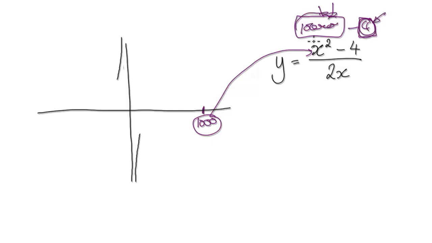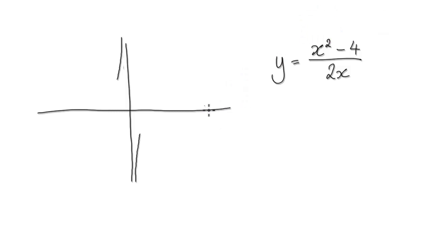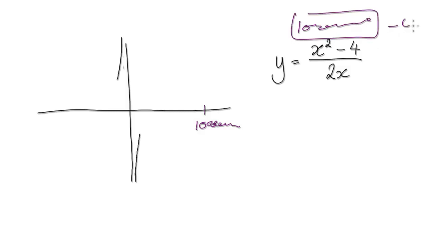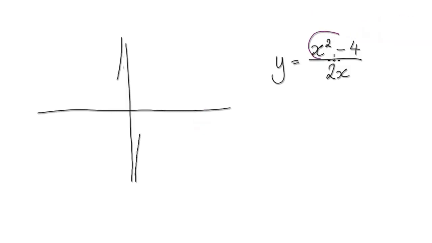Okay, if 1 million is not big enough, let's consider when x is, I don't know, a million, and then 1 million squared is going to be a massive number, and then you take away $4. It's not. This 4 is really irrelevant. So when x is very big, the numerator is just going to act like x squared.